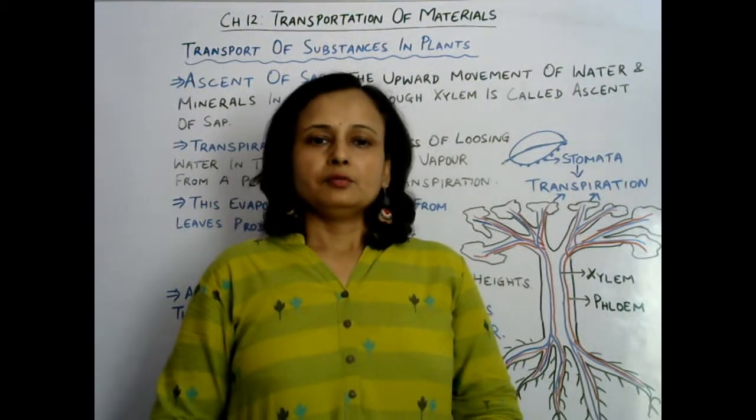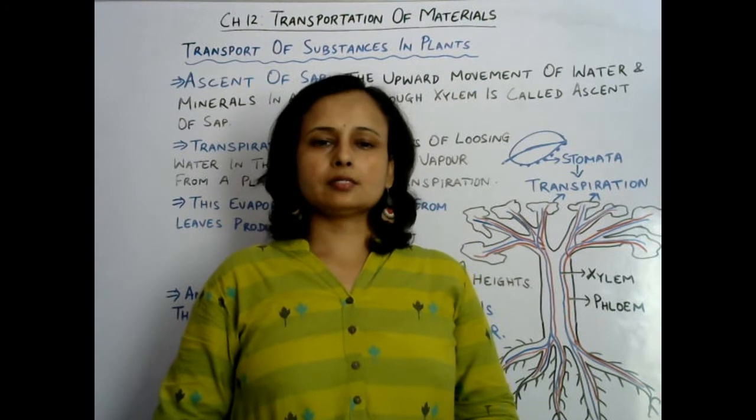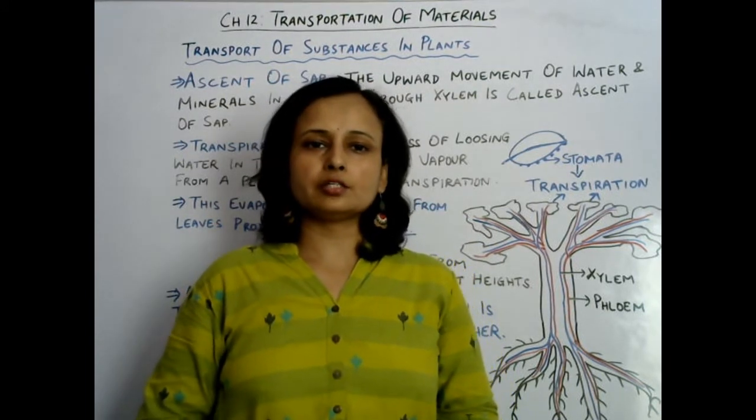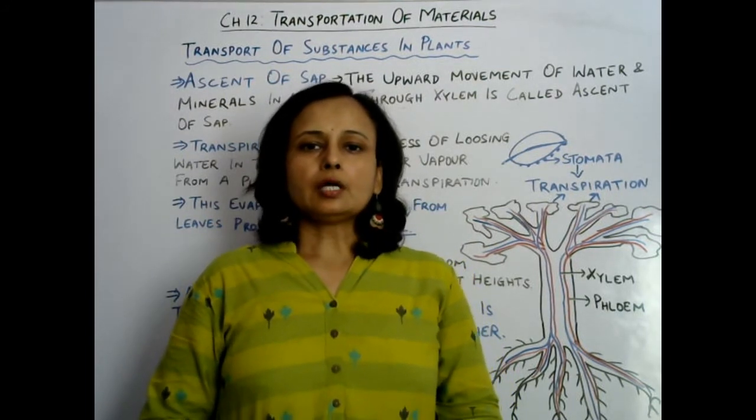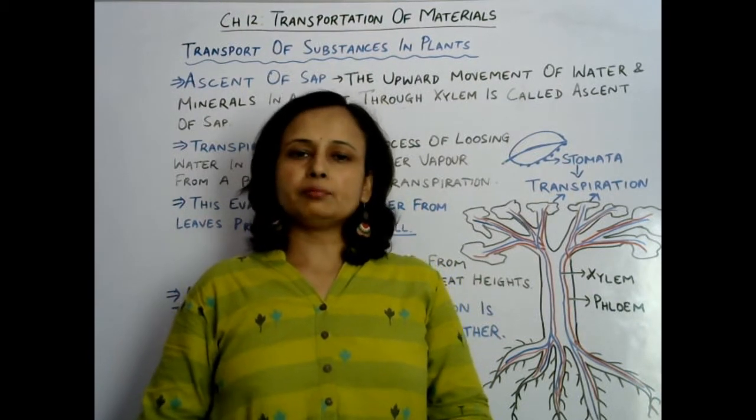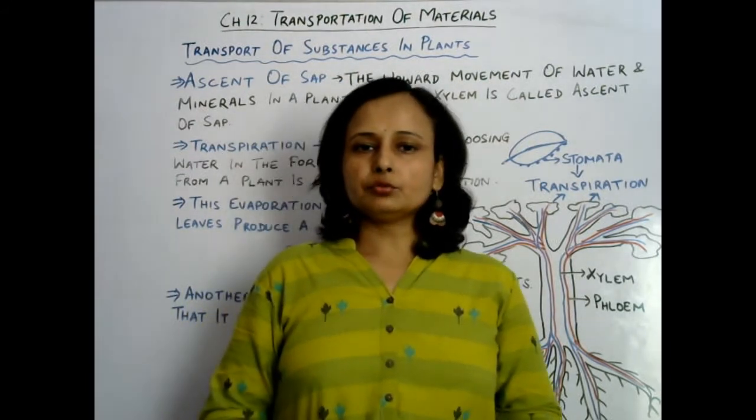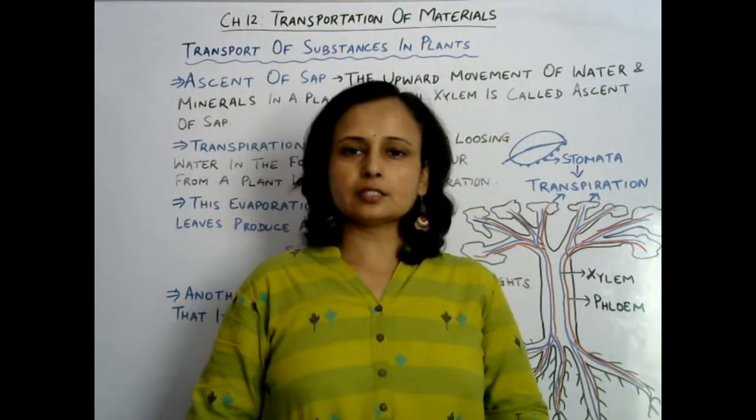Welcome back everyone. We are learning about transport of substances in plants. Now we are going to learn about ascent of sap. The upward movement of water and minerals in a plant through xylem tissue is called ascent of sap. Sap is basically fluid, water and minerals.